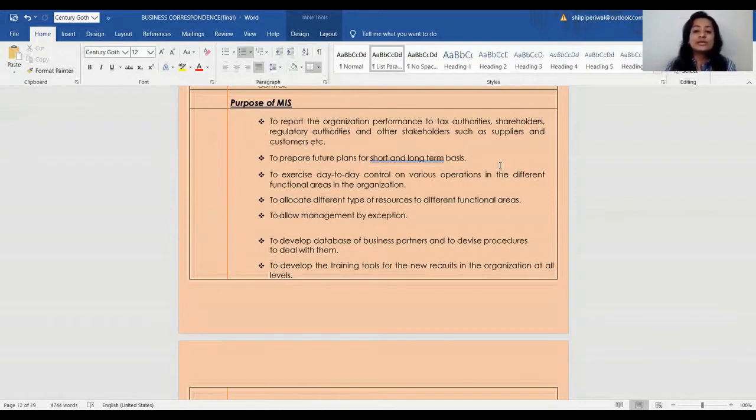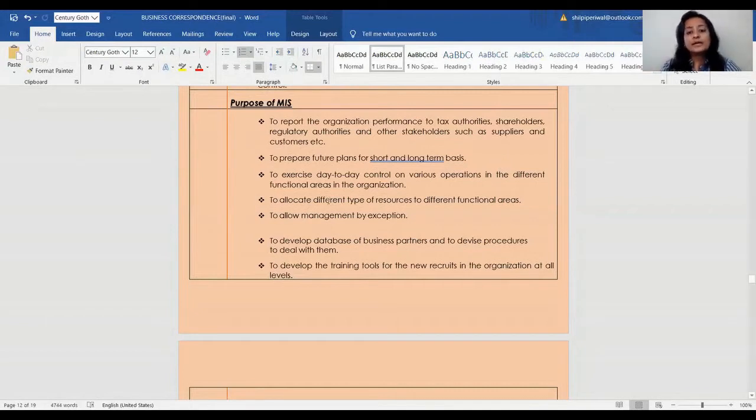Then, to exercise day-to-day control on various operations in the different functional areas of the organization. There are various functional departments like the finance department, the front office department, and the legal department. Because of this information, there is everyday control, because they need to send reports back to the middle level management or to the supervisors on whatever the data is. Okay, for the legal department, the data could be something like how many issues cropped up and whether you solved them. For customer care, it could be how many complaints there were, how many were sorted out, and how many are still pending. Those kinds of things form a part of MIS.